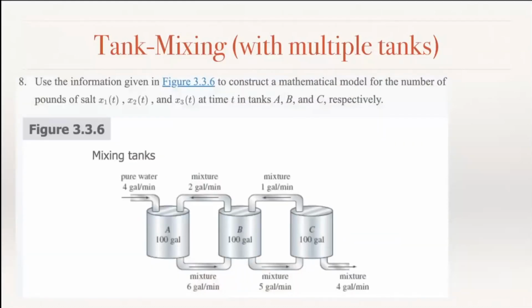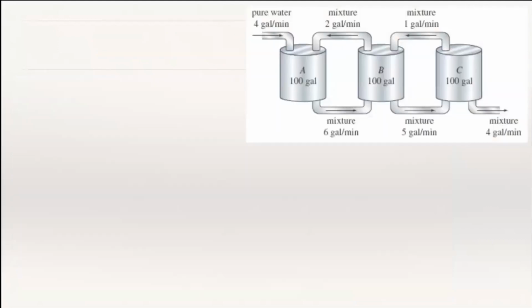And if we were masochistic, we could do this with 3 tanks as well. You would wind up with a system of 3 differential equations, all related to each other. And we are masochistic, so let's do this. I actually encourage you to pause the video and take a minute or 10 to see if you can set up the system, calling the pounds of salt here x1, x2, and x3 respectively. Go ahead and pause the video.